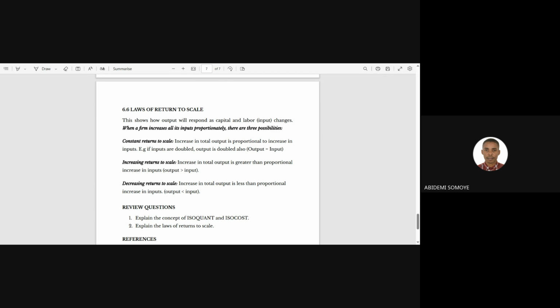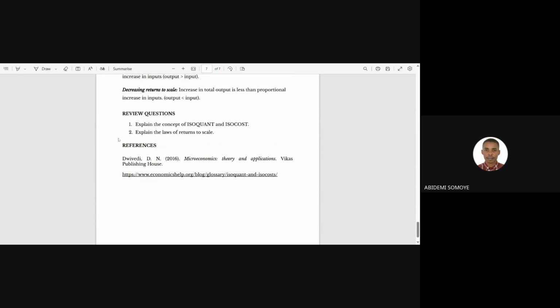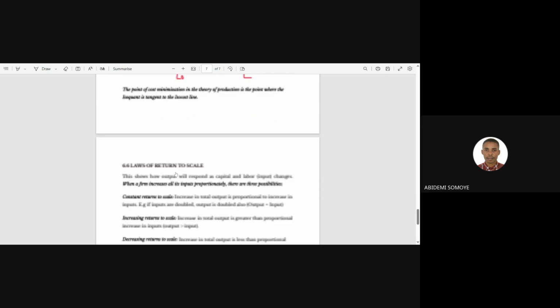Whereas decreasing returns to scale is when someone is performing below expectation, or when a firm is producing less than what it should be producing. And there are so many factors that are also responsible for that, okay? So review questions: explain the concept of isoquant and isocost, and explain the laws of returns to scale.